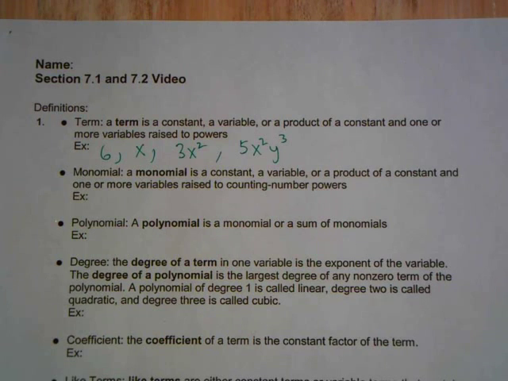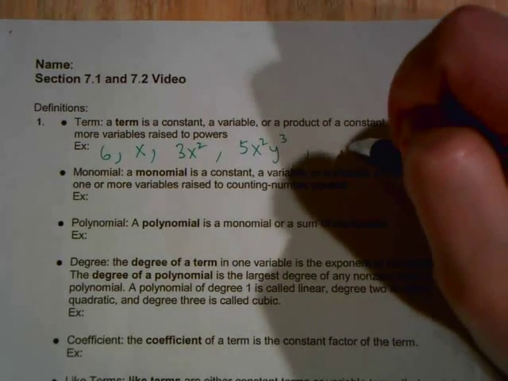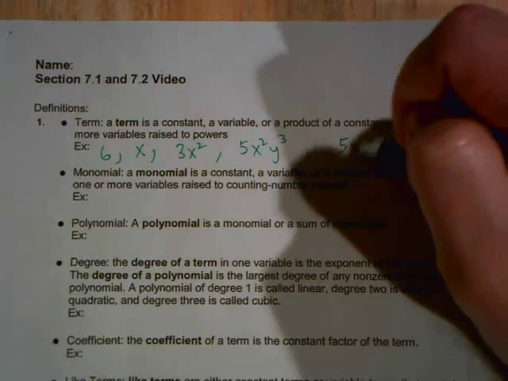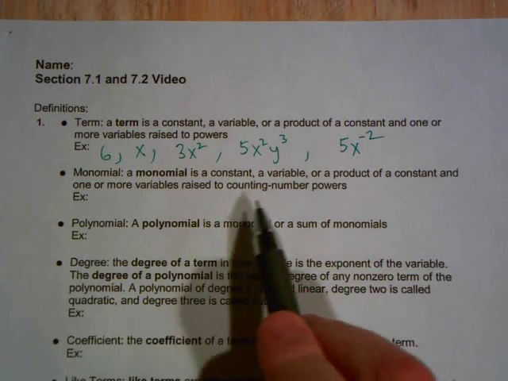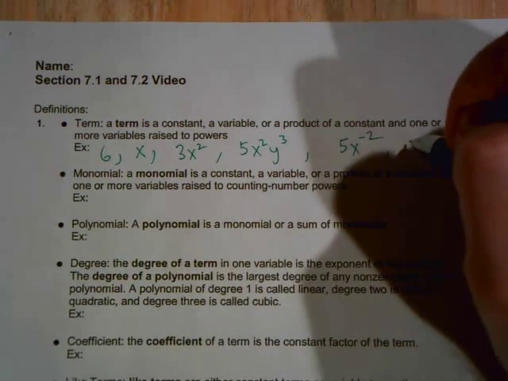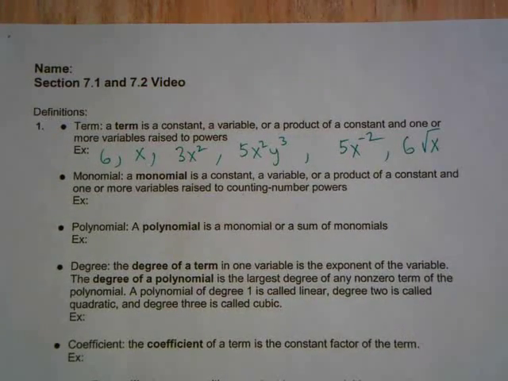A monomial is a constant, a variable, or a product of a constant in one or more variables raised to counting number powers. Okay, so all of the terms I wrote up above, they're also monomials. So let me give you an example of some things that would not be monomials. Some things that would not be monomials would be 5x to the negative 2, because the exponents have to be counting numbers. The exponents have to be 1, 2, 3, 4, 5. Another thing that would not be a monomial would be something that had a square root in it.